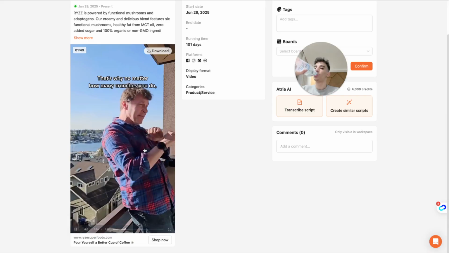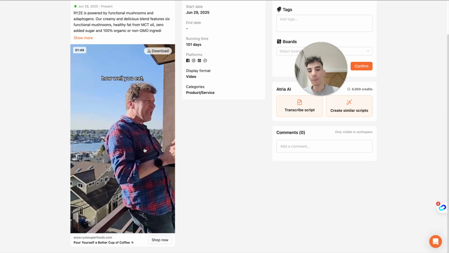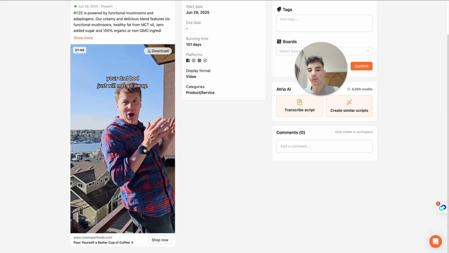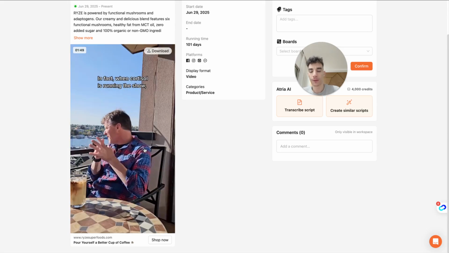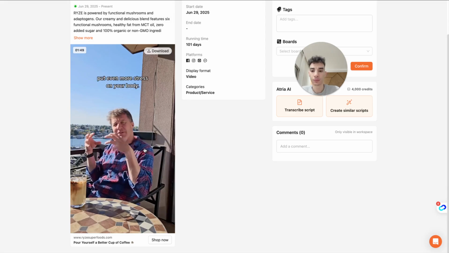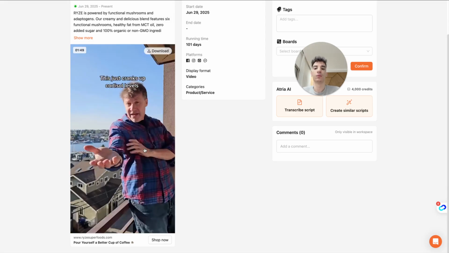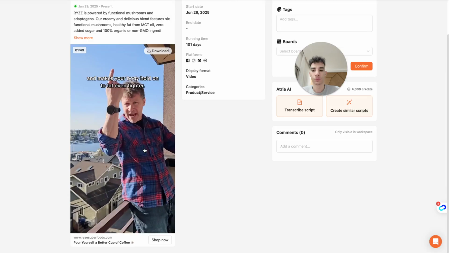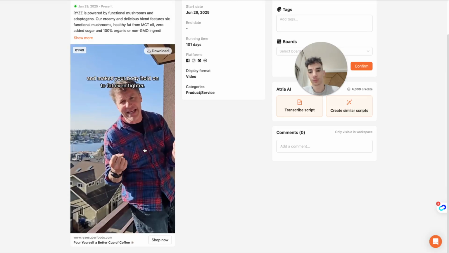That's why no matter how many crunches you do, how well you eat, your dad bod just will not go away. In fact, when cortisol is running the show, crash dieting and high impact cardio programs put even more stress on your body. This just cranks up cortisol levels and makes your body hold on to fat even tighter.